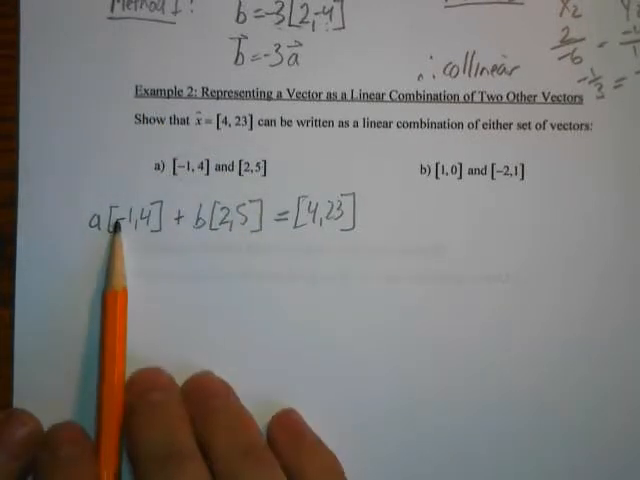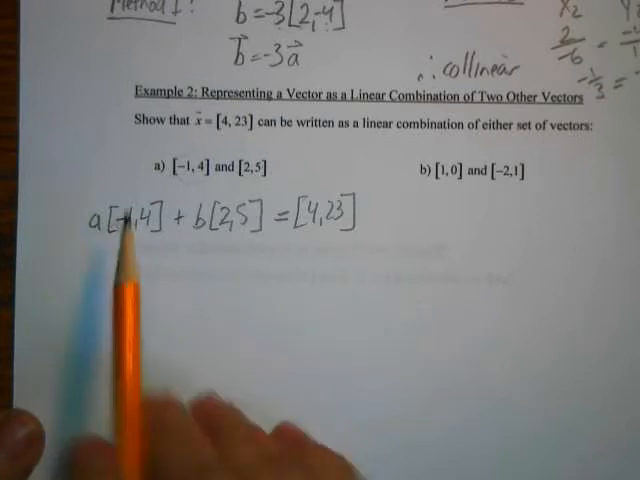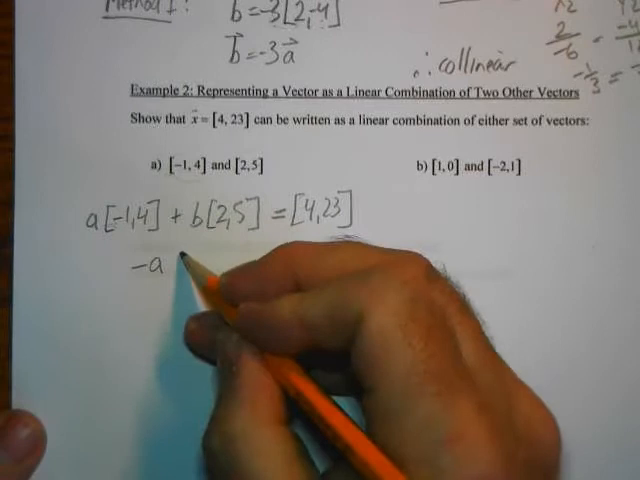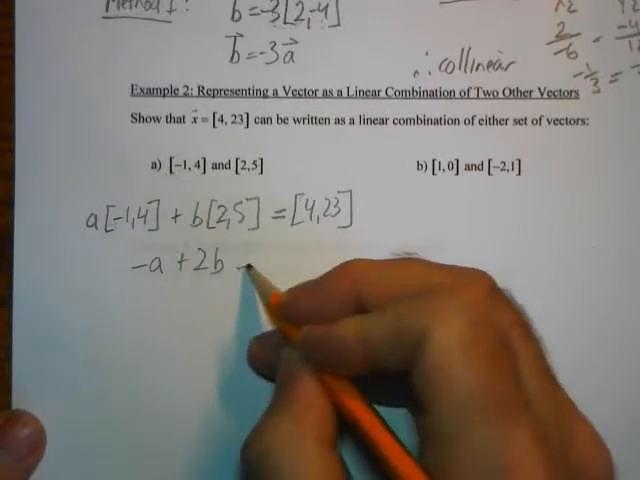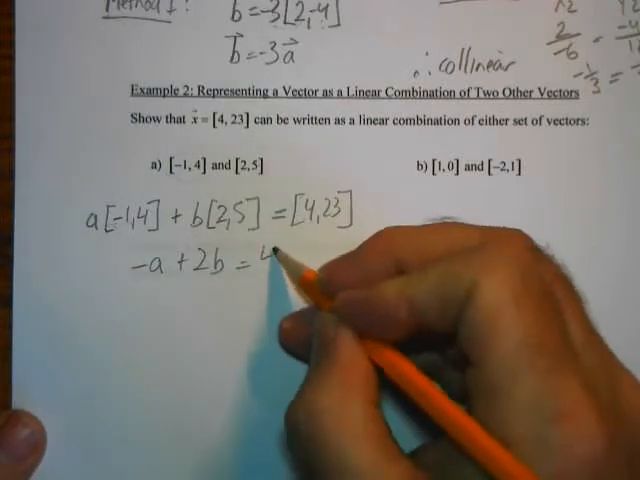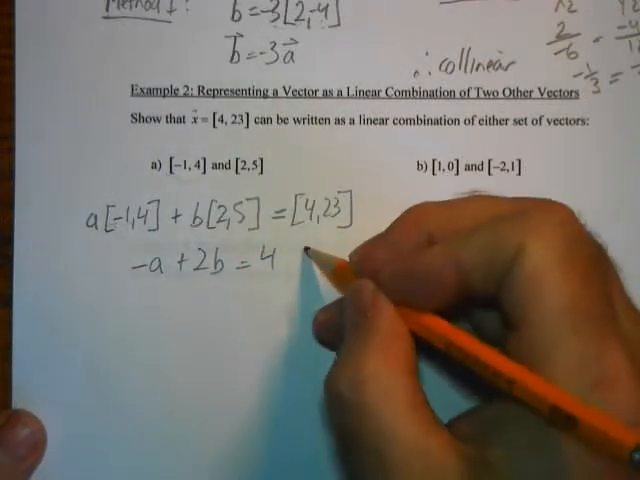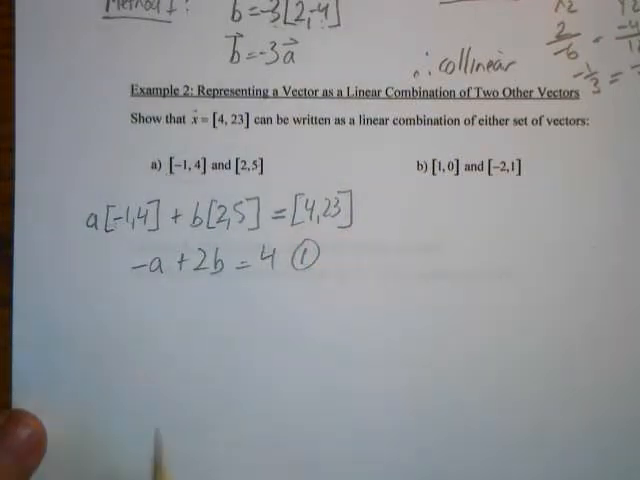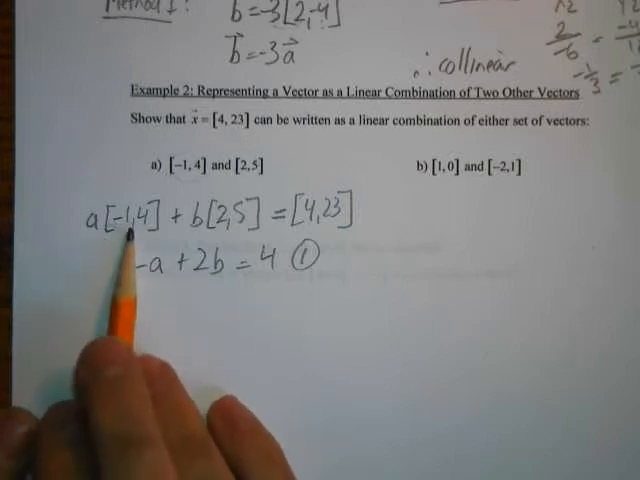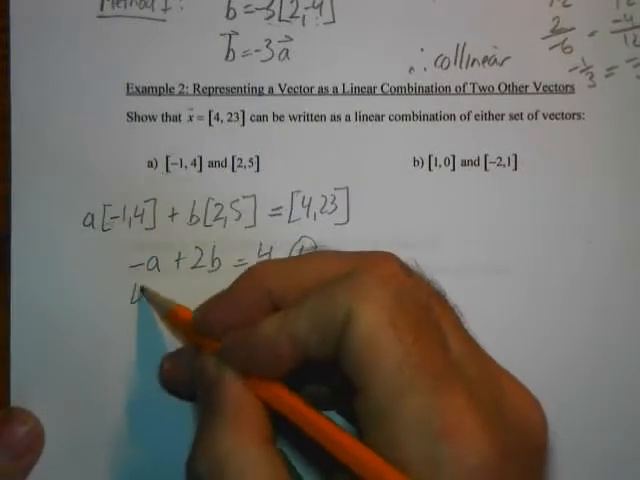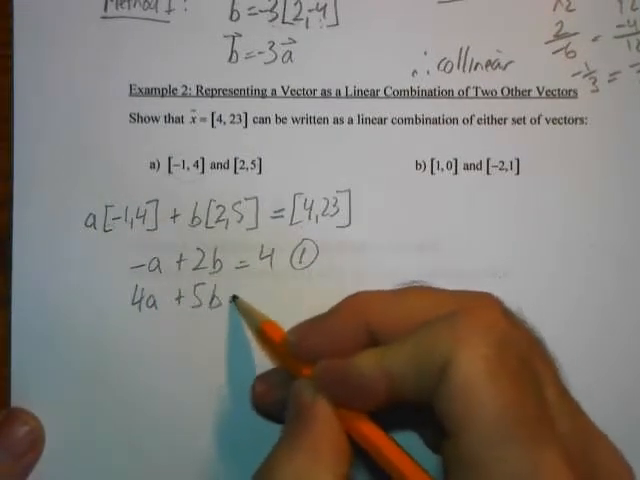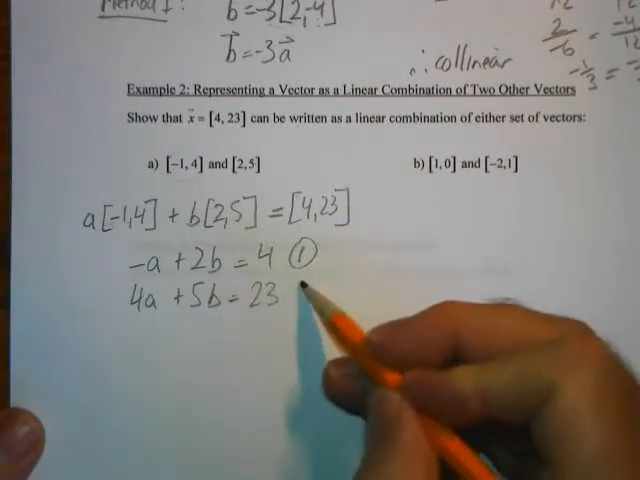So if I multiply to get the x components, I got a times negative 1, which is negative a, plus 2b, and that should give me the x component of our desired vector, which is 4. Okay, so that's our first equation. And then the second equation will be to get the y components. So I would have 4a plus 5b is equal to 23. There's our second equation.